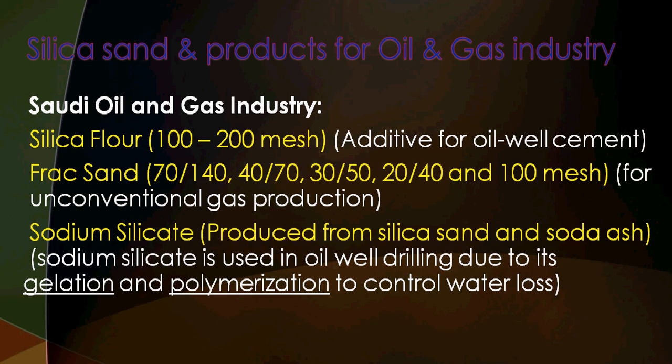Sodium silicate is produced from silica sand and soda ash. Sodium silicate is used in oil well drilling due to its gelation property and polymerization to control water loss.